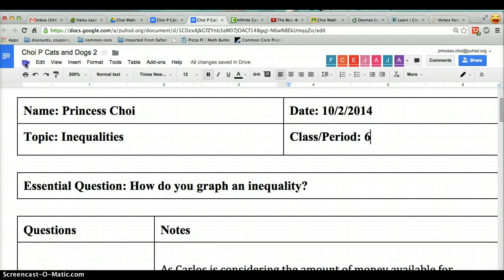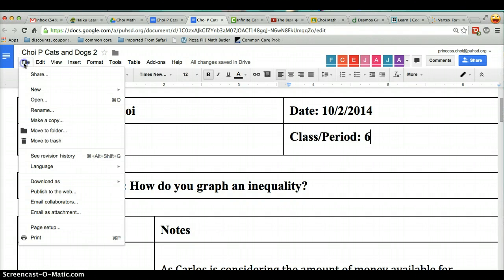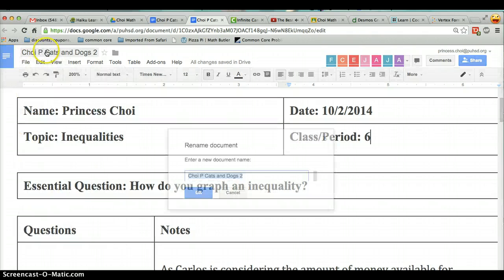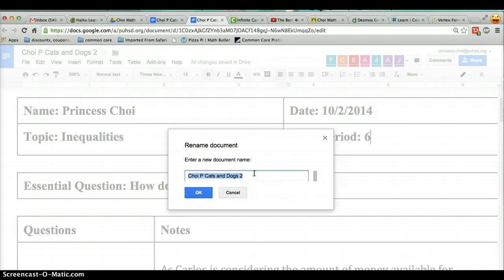Go ahead and everybody follow me, please. Please click on File once you open it, and then click on Make a Copy. Okay, File, and then Make a Copy. When you do that, it's going to tell you to rename the document, right? So what are you going to do? Just go ahead and erase the Choi P part, right?